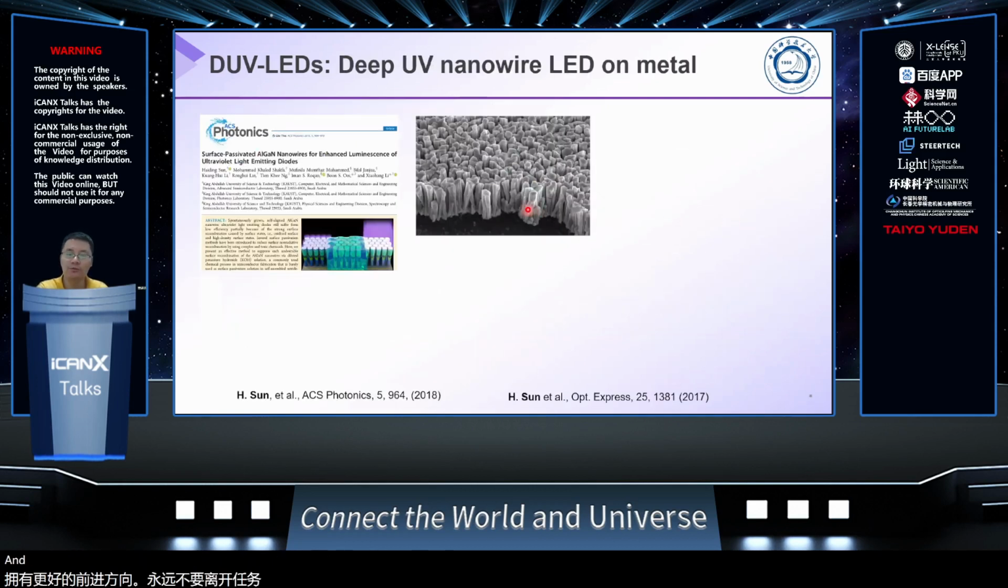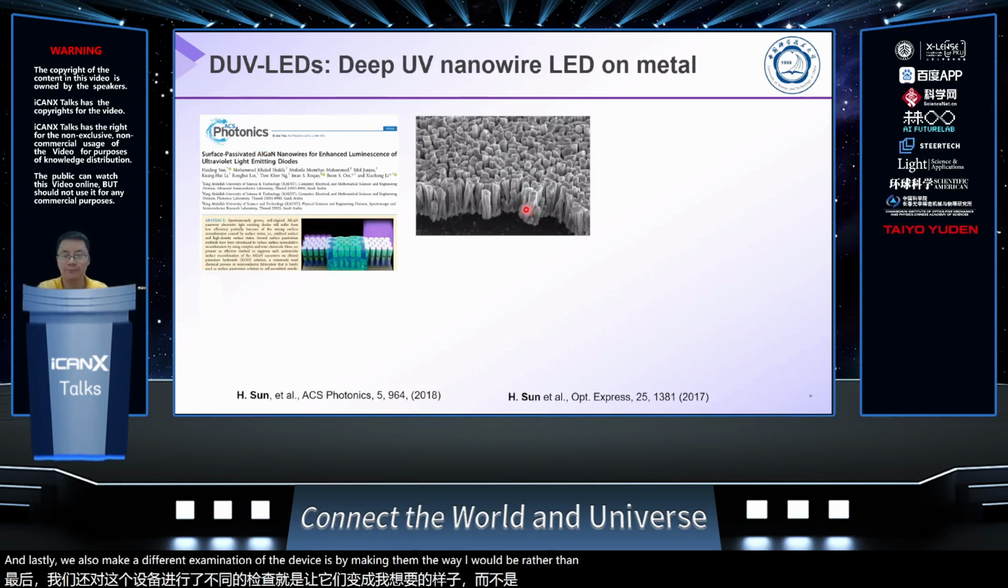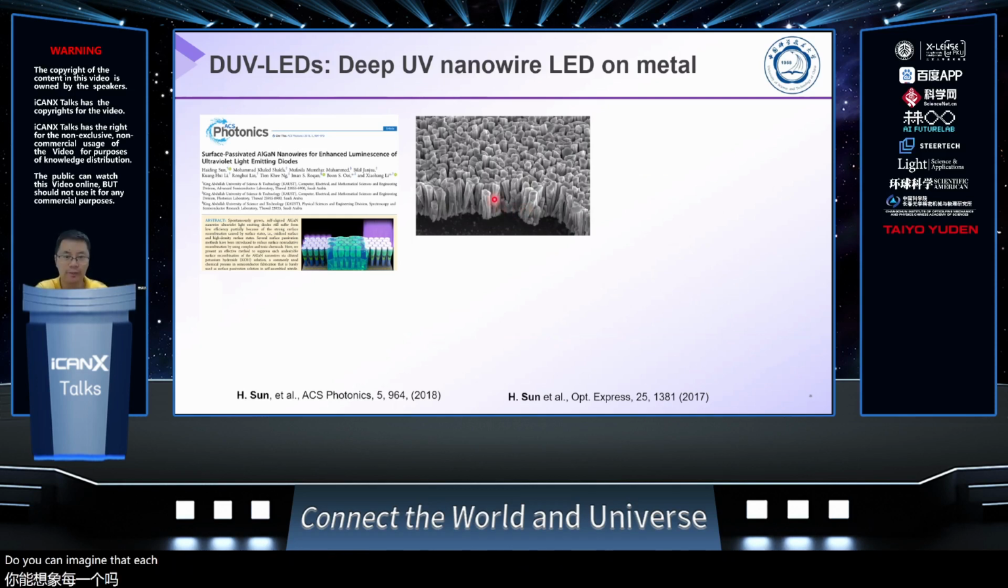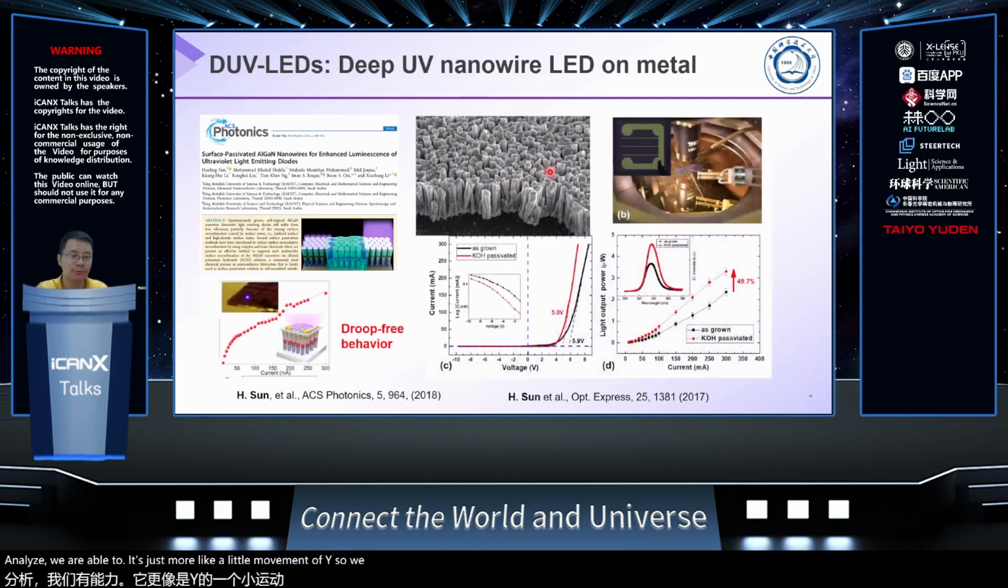And lastly, we also made a different device geometry, making nanowire LEDs rather than thin films. You can imagine that each nanowire can emit light. Because the light can be scattered around those nanowires, we are able to extract more light out of them. So we fabricate them into a device like this and put it under the microscope to measure the light output power.